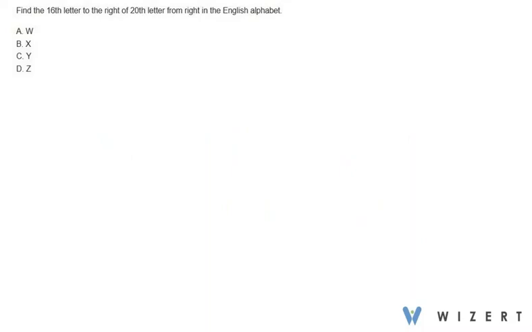We have this question here. Find the 16th letter to the right of the 20th letter from the right in the English alphabet.